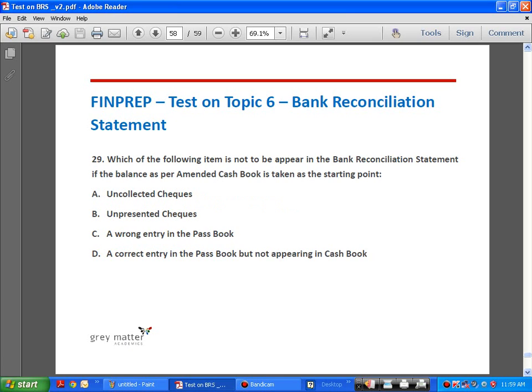Question 29. Which of the following items is not to appear in the BRS if the balance as per amended cash book is taken as the starting point? Is not to appear. Okay, so which means we have to find out the item that we are going to consider in the cash book in order to find out the amended cash book balance. So option D, a correct entry in the passbook but not appearing in the cash book, should not appear in the BRS if we start with the amended cash book balance. So the answer is D.